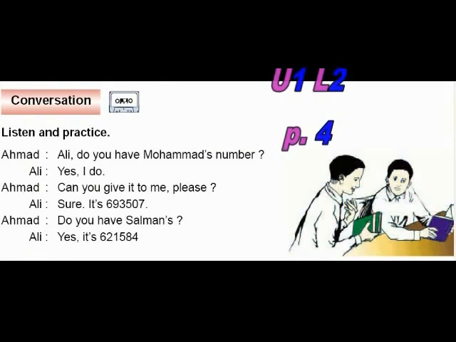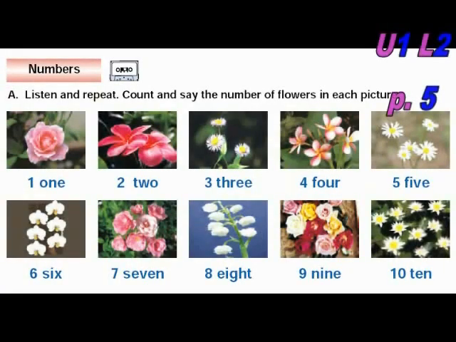Unit 1, Lesson 2, Page 4. Conversation. Listen to a conversation between two friends, Ahmed and Ali. Listen, then practice the conversation with your partner. Ali, do you have Muhammad's number? Yes, I do. Can you give it to me, please? Sure. It's 693-507. Do you have Salman's? Yes. It's 621-584.